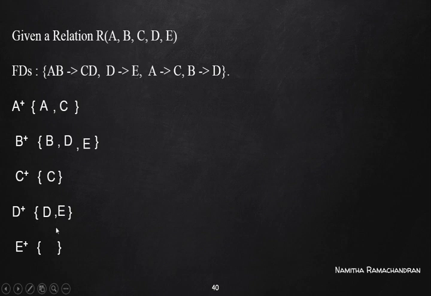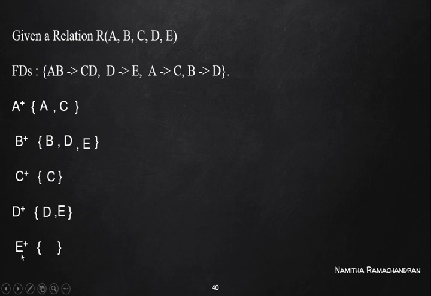So now we can consider the next combination, DE. Again, DE can't derive anything. So this forms the closure set of D.